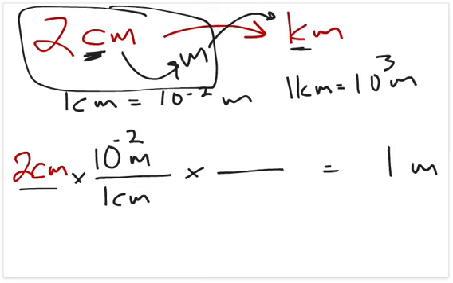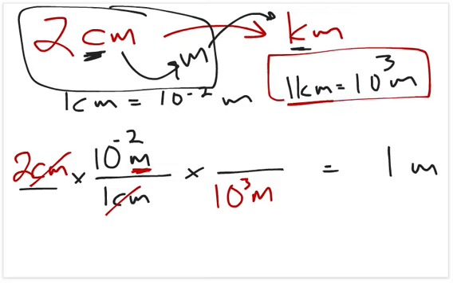Well, now notice at this step, my centimeters have canceled. Now I'm in meters. So that's the new unit I'm trying to get rid of. So I'll put 10 to the third meters on the bottom. Again, the only way I can put that in is if I put in the top piece, which is 1 kilometer. And now notice what I have. My meters will cancel. And I'll have 2 times 10 to the negative second divided by 10 to the third.